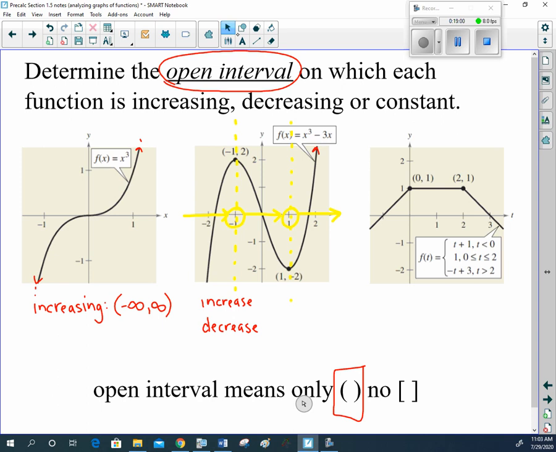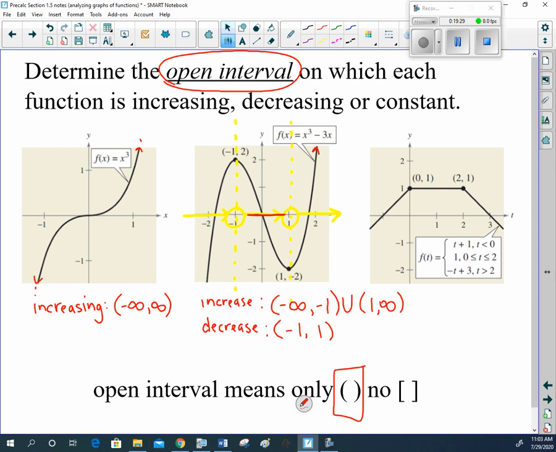So we're increasing, first of all, from negative infinity, because we're moving from the left to negative 1. Then we're decreasing, this piece right here in the middle is where we're decreasing, and that's from negative 1 to 1. And then we jump back up to increasing, so I'm going to put that little union symbol, and then I'm going to say that's 1 to infinity.